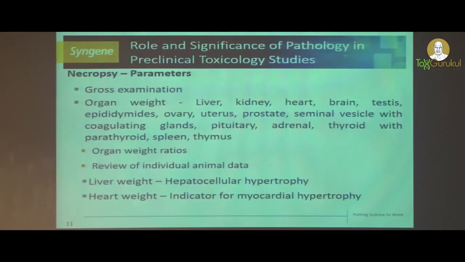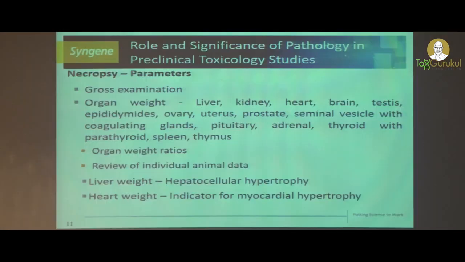weight. All the major organs are weighed, like liver, kidney, heart, brain, testes, and the organs of the endocrine system, reproductive system, and lymphoid organs. It's actually one of the very sensitive parameters to evaluate. It's not only absolute organ weight; we are also calculating organ weight to body weight ratio as well as brain weight ratio, which will help in the interpretation of the organ weight data.